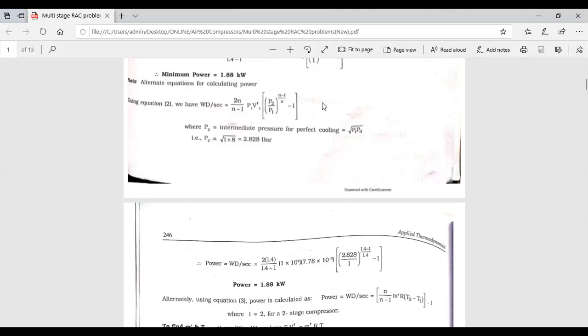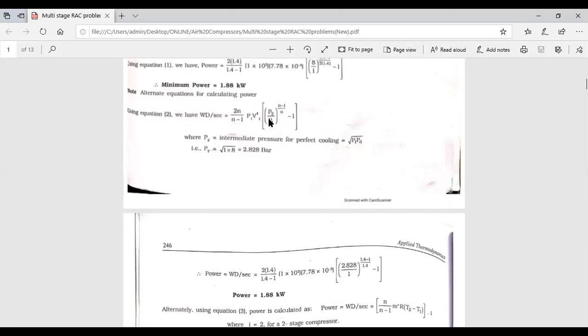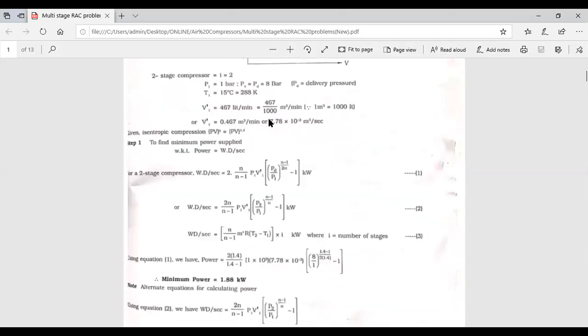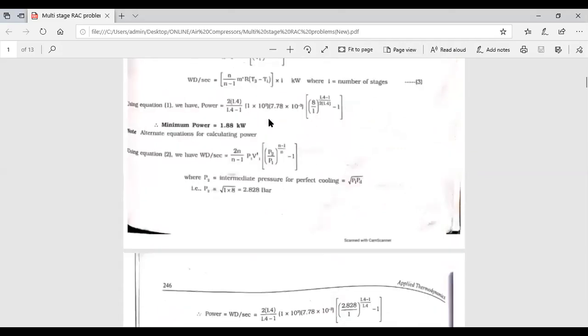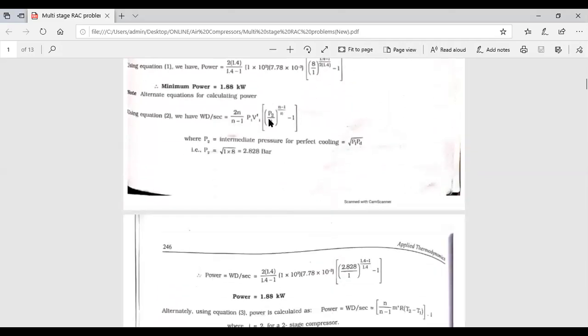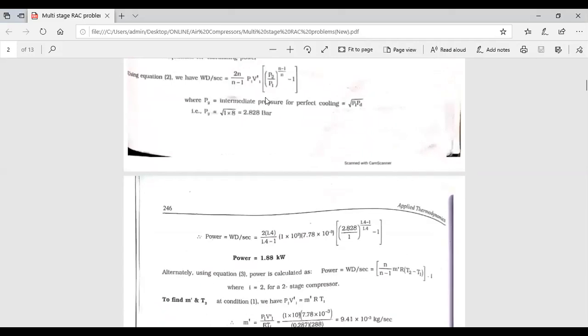Next, V1 was given in liters per minute, which we converted to meter cube per second. Just now we converted it, that is 7.78 into 10 to the power of minus 3. And one more thing, P2 by P1. P1 we know. P2 is what? It is your intermediate pressure. As I said, intermediate pressure is square root of inlet pressure into delivery pressure. Delivery pressure is P4 here. Just remember this formula for finding the intermediate pressure.